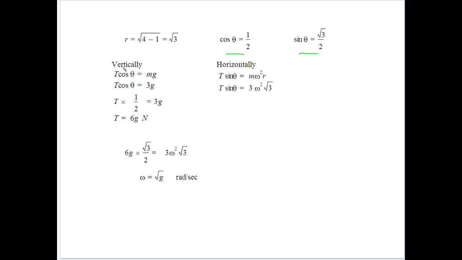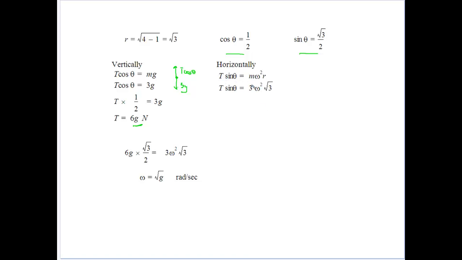So when we establish vertically that t cos theta is equal to mass times gravity, or t cos theta is 3g, because they're acting and opposing each other, so 3g there is equal to t cos theta. So when we have that, we know cos theta is equal to a half, and that's 3 times gravity. So tension must be 6 times gravity newtons. That's the tension in the string.